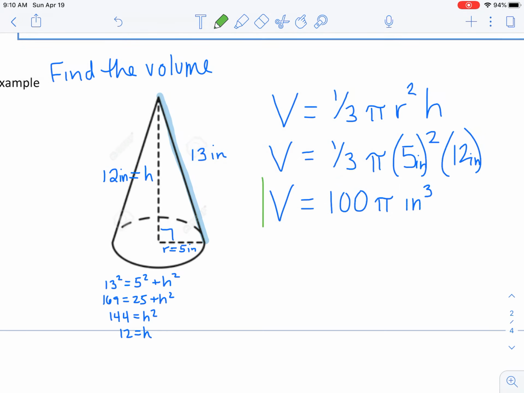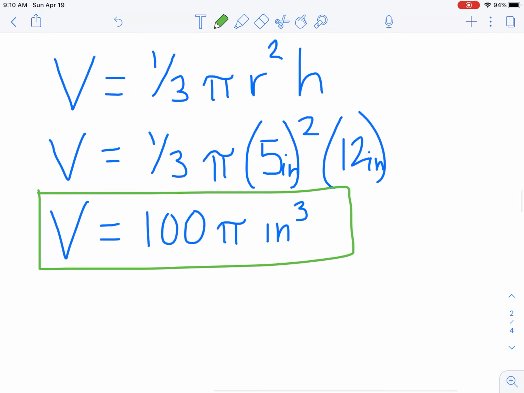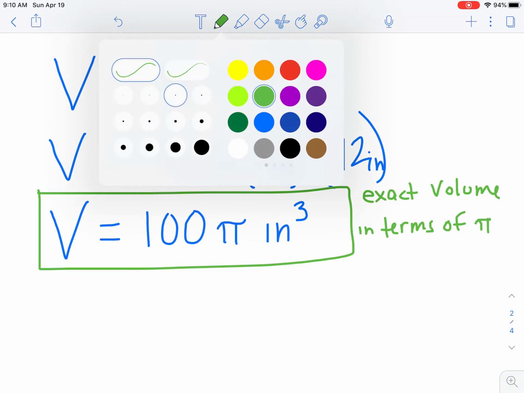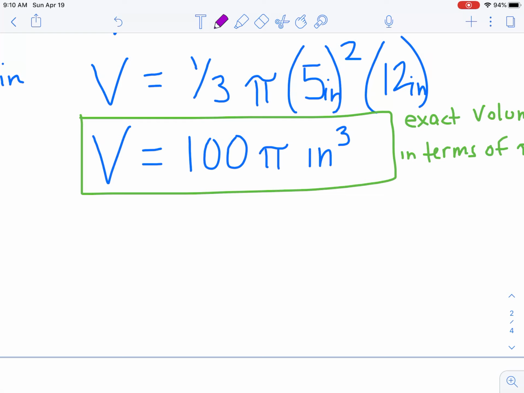Now, oh boy, this would be the exact value, or the exact volume, or this would be in terms of pi. But let's say you were asked to round to the nearest cubic inch.